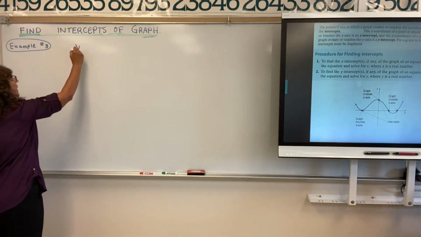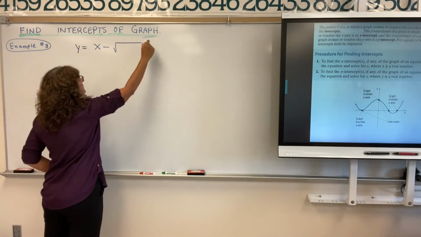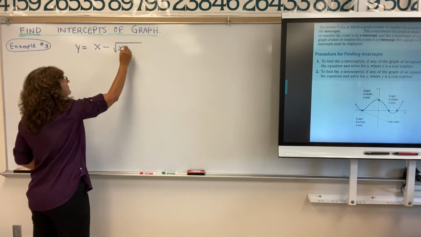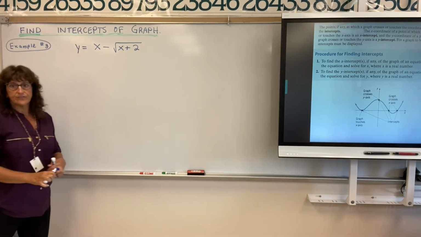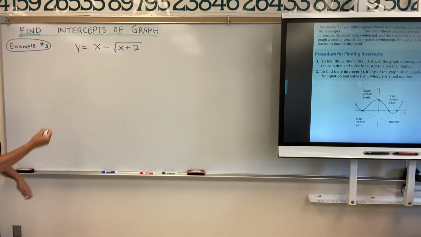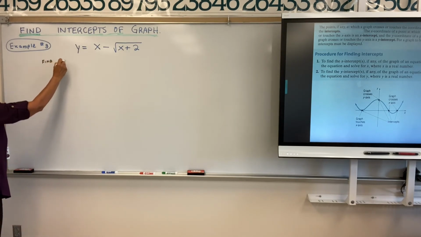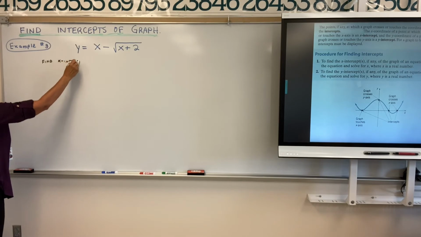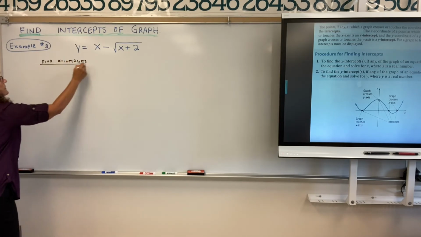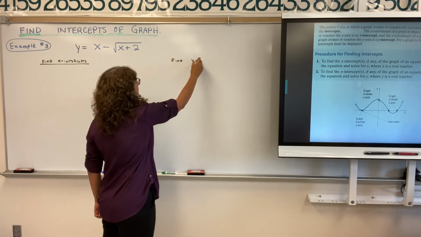Example number 3, y equals x minus the radical of the quantity x plus 2. So we want to find the x-intercepts. There might be more, and we want to find the y-intercept.